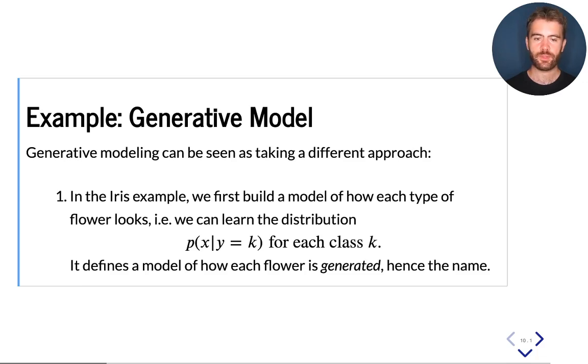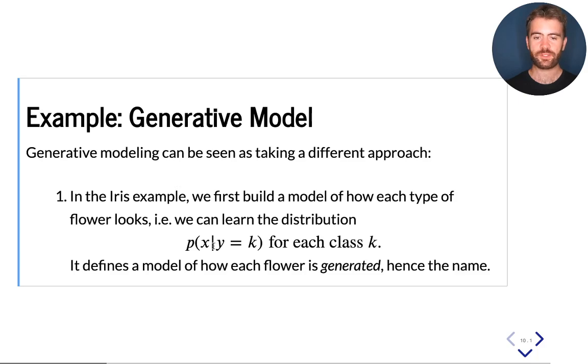Another way of thinking about this is that this is a model for how each flower is generated given a class, or it's a model over X which allows us to generate new flowers. And this is what gives this approach its name. So again, this is a different way of thinking about classification. It's a different way of thinking about classification that also leads to new algorithms, but they have a different philosophy.